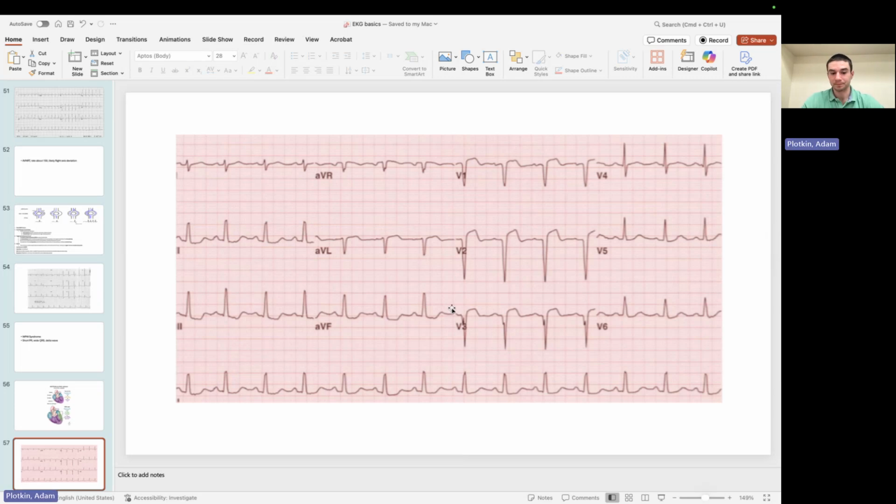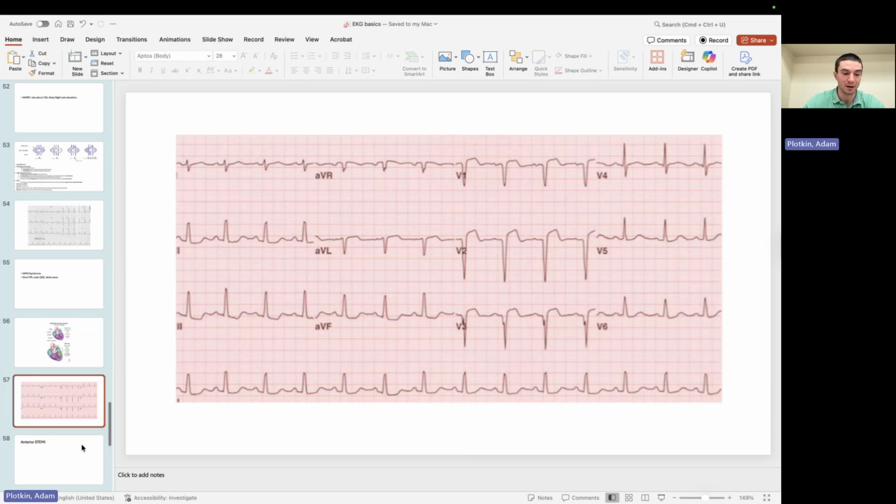All right, and this one, hopefully you caught. I'm not seeing really any abnormalities in the rate or the rhythm. What I am seeing are nice ST elevations. Here's my J point, my J point, my J point. These are elevated in V1, V2, and V3. So this would be what we call an anterior acute myocardial infarction. It's in the anterior leads, so it's likely impacting your left anterior descending artery.